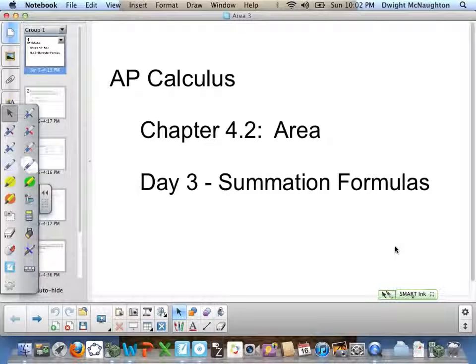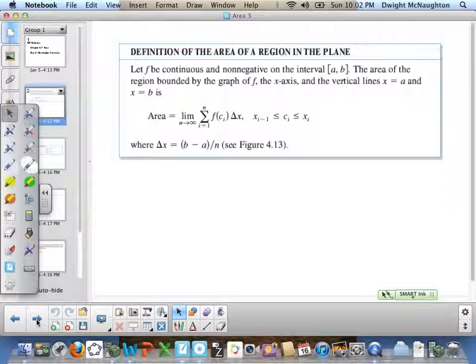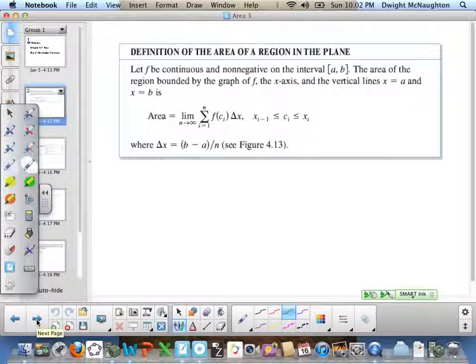And then we briefly discussed how we can use more and more rectangles to get a more accurate estimate. Well, the optimal number of rectangles to use is an infinite amount. So we want to approach an infinite amount of rectangles. And that's where we get the area of a region in a plane.